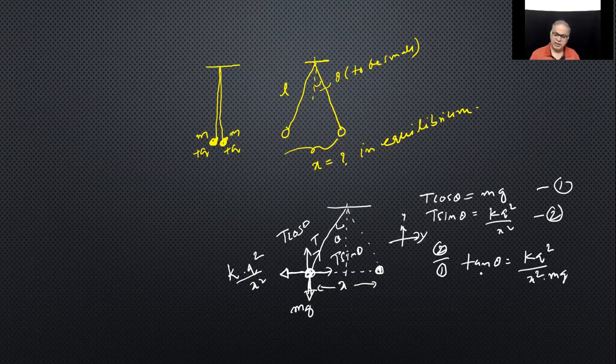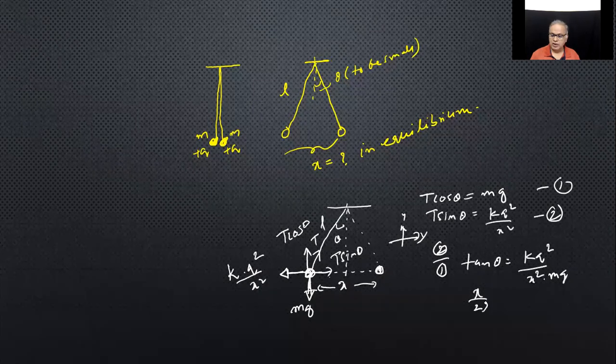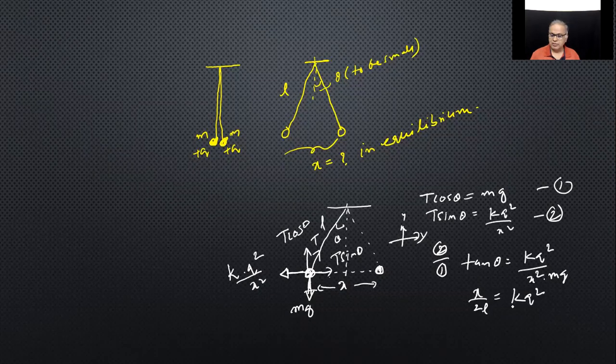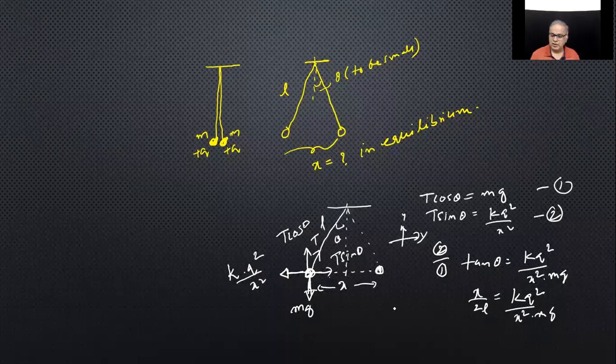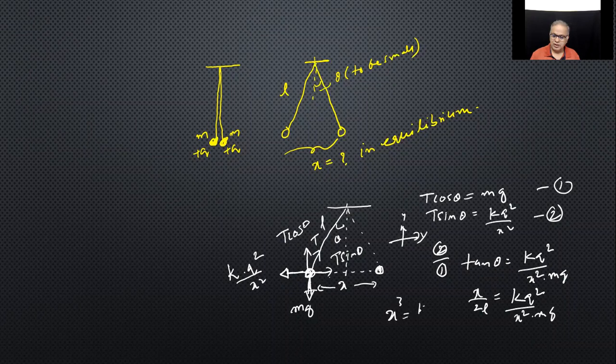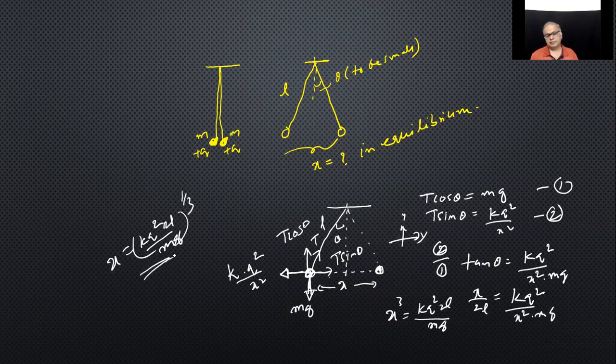Now, for small angles, tan theta is equal to sin theta. Sin theta is equal to, from the figure, x by 2 by L. L is given. So, x by 2L equals k q square by x square mg. So, x cube equals k q square 2L by mg. So, x is k q square 2L by mg to the power 1 by 3.